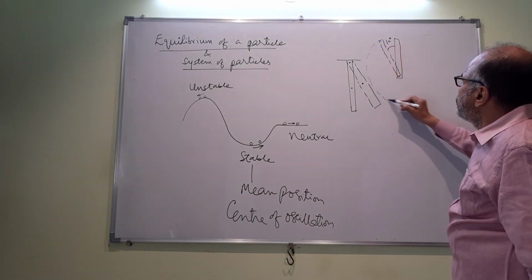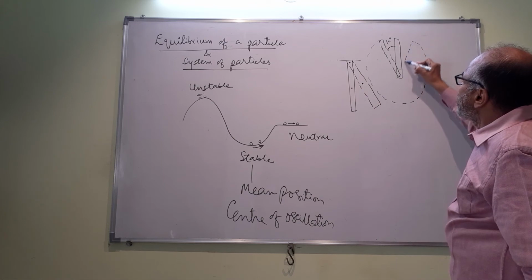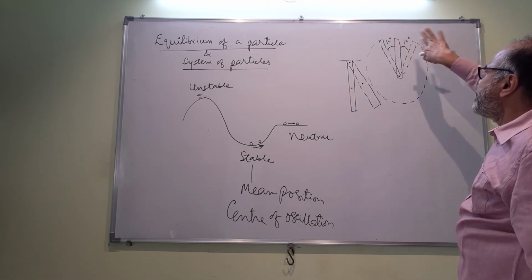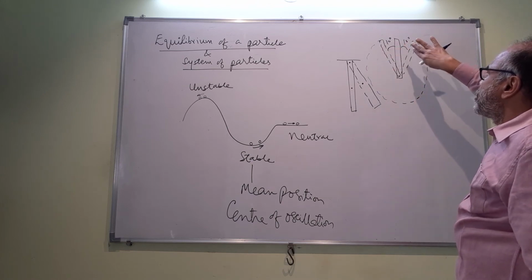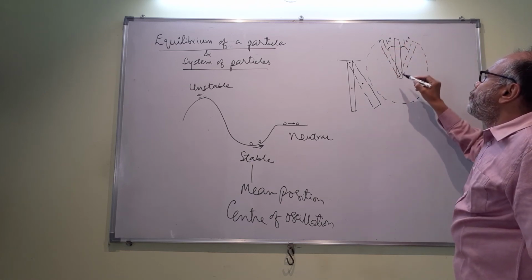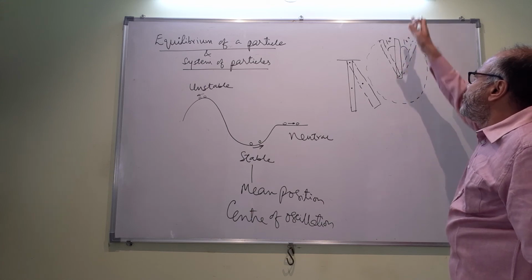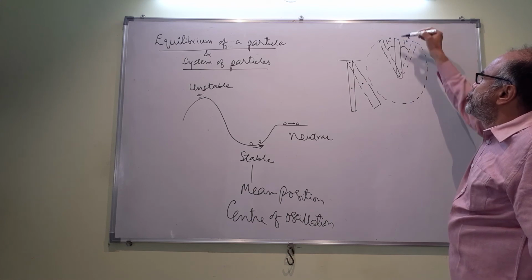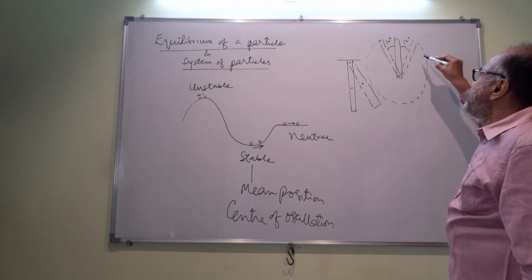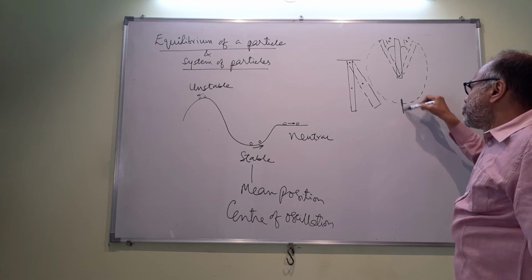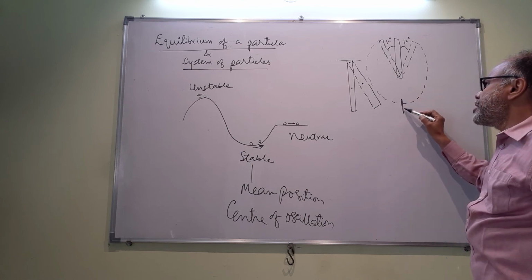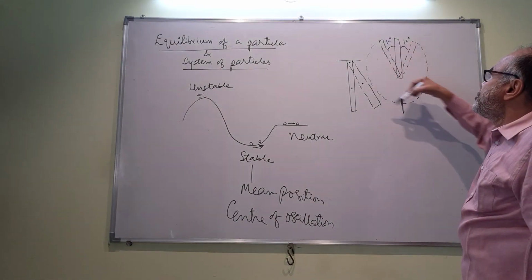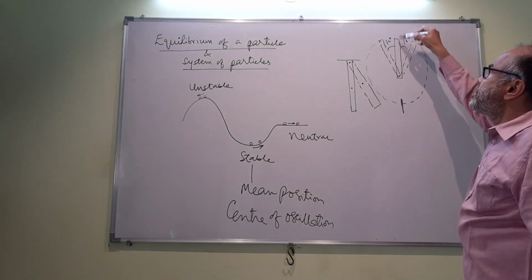It will come down and get back to this point where this is also 10 degrees. So it's going to have an angular oscillation on either side of the vertical, but it will not get back to the original position. So here again you see that the oscillation is about the stable equilibrium position. This is the stable equilibrium position. It is about this stable equilibrium position that the oscillation takes place, not about the unstable equilibrium position.